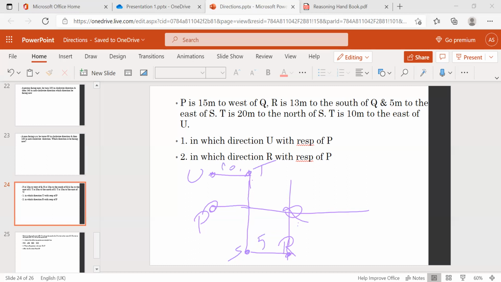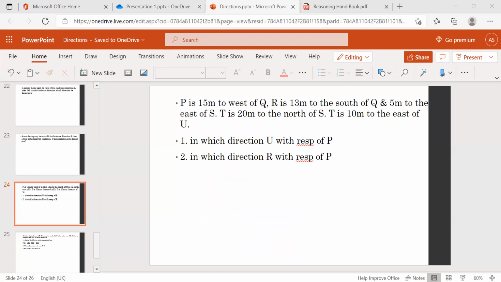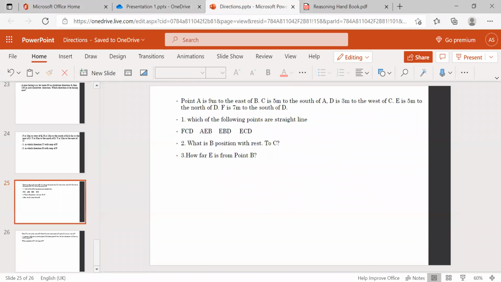Now, in which direction is U with respect to P? P is here. U is here. With respect to P, U is in this direction. What is this? North direction. And in which direction is R with respect to P? R is here. P is here. So it is nothing but south east direction. If you draw the diagram clearly, then you can understand. And sometimes you no need to draw the diagram also. Directly you can say the answer.